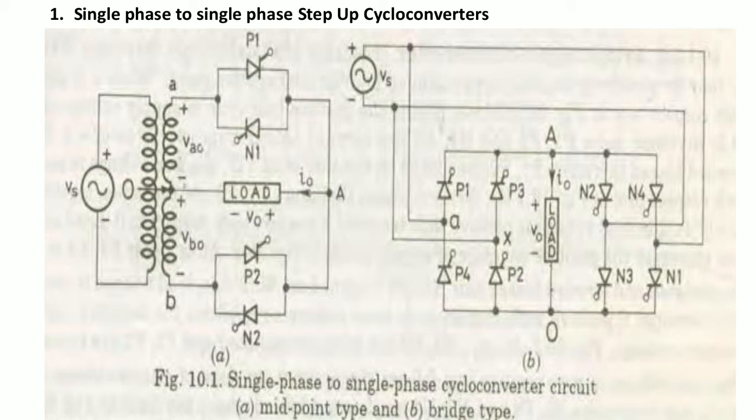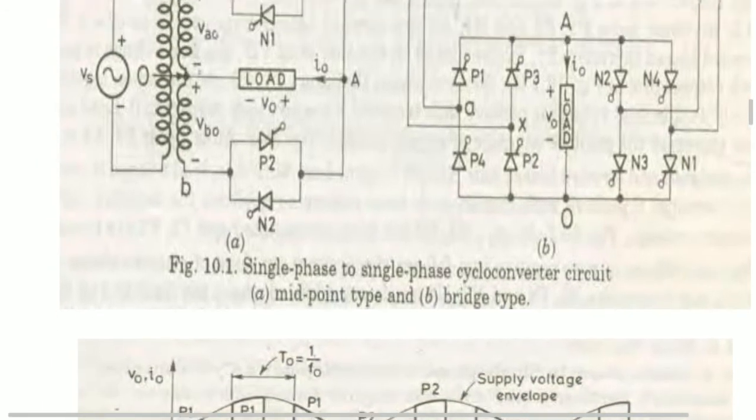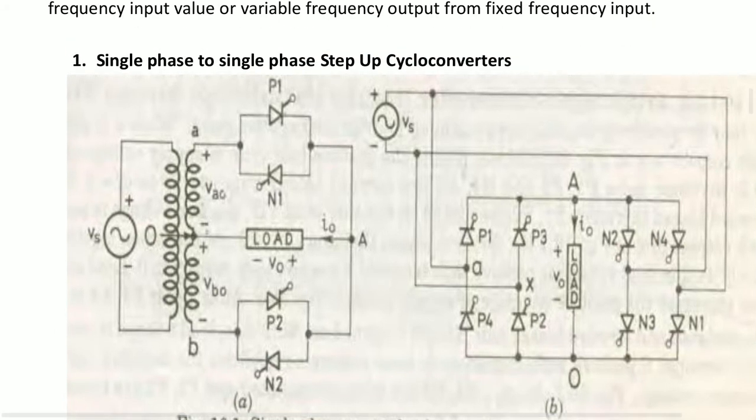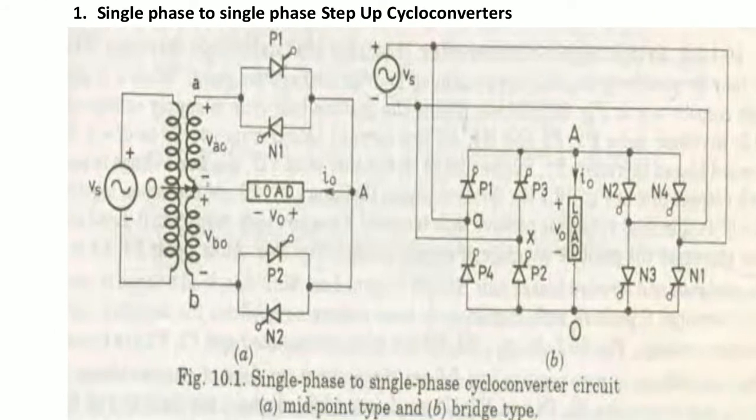I will tell you the operation of this step up cycloconverter, how the frequency can be stepped up with the help of those circuits. So let's first consider the midpoint type cycloconverter, which has 4 SCRs. We can see the circuit diagram of the midpoint single phase to single phase step up cycloconverter.